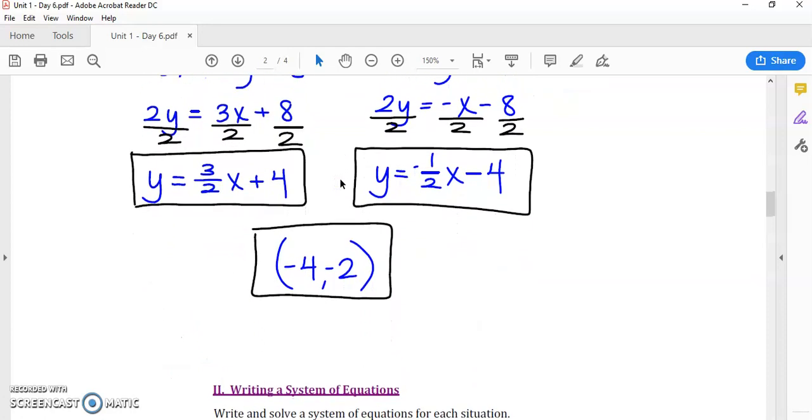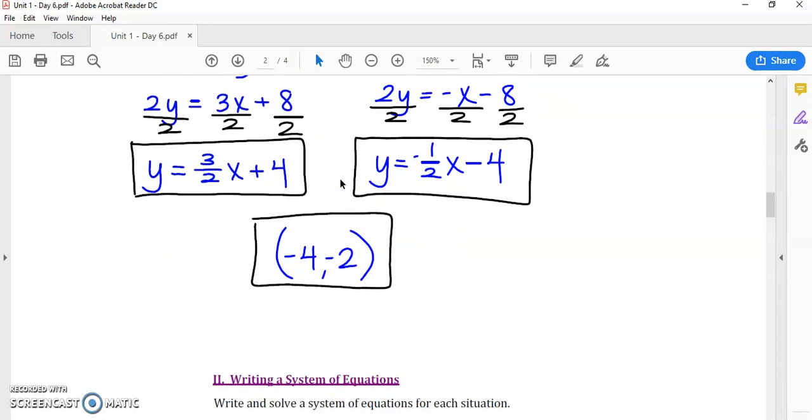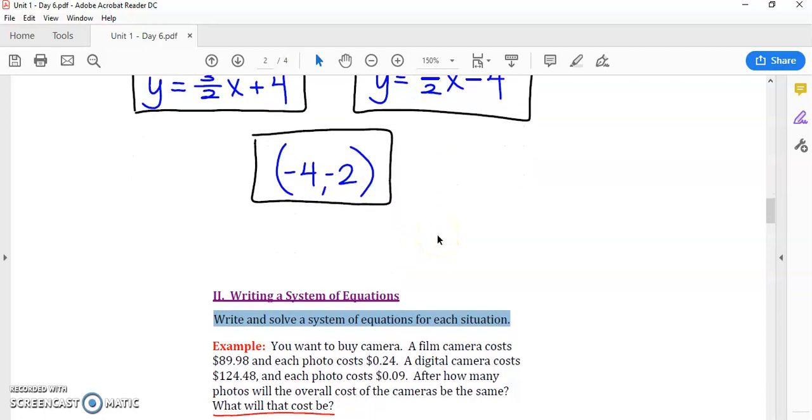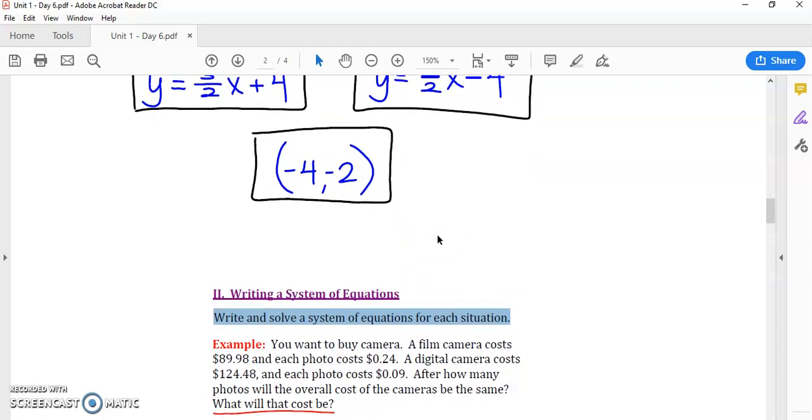Now let's get into writing systems. So whenever we write systems of equations, we're typically going to have some sort of a word problem prompt that we're going to have to work backwards, set up variables, and then using those variables, we're going to have to build equations and solve said equations.